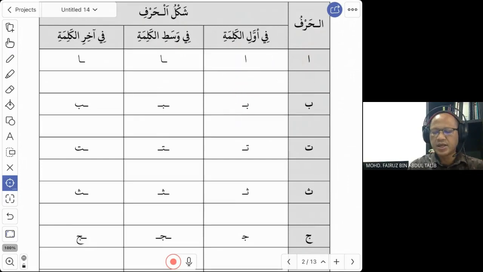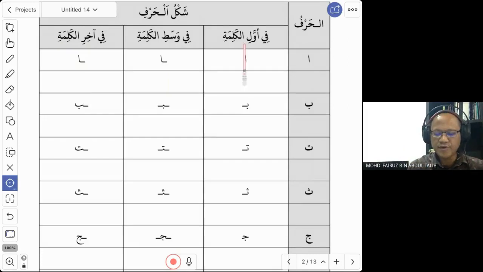If the alif is fi wasatil kalimah, in the middle of the word, you will see this shape. And if the alif is fi akhiril kalimah, in the final position, in the last of the word, then you will see this shape. All right. So this is what it means. Awwal is in the beginning, wasat in the middle, and akhir when it is in the final form. All right. That is number one.